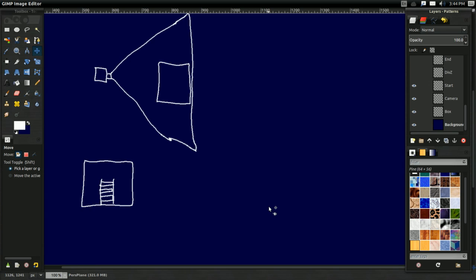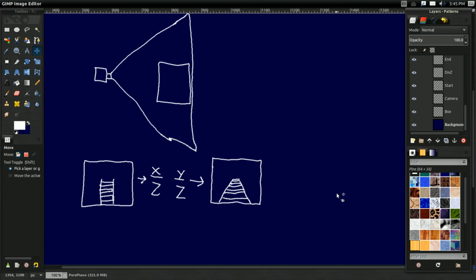As it turns out, this is very easy. All you have to do is take the x and y positions of everything and divide them by z. It's that easy. And that ends up with something like this, much more akin to what you'd expect to see. Everything goes in towards the center. Things get smaller as they fade off into the distance.